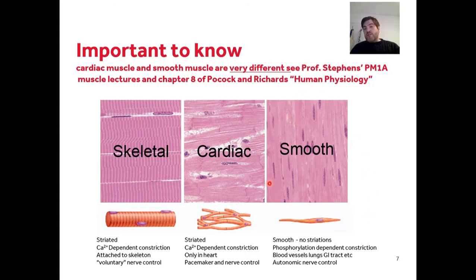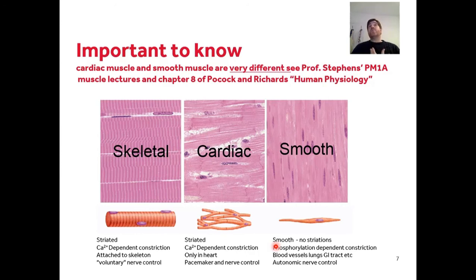The smooth muscle, on the other hand, that I've been talking about here is very different indeed. The muscle cells are separate, they're smooth in appearance, hence the name smooth muscle. They do not have striations. And while calcium is an important step in their contraction, it's phosphorylation-dependent contraction. And smooth muscle is found in the cardiovascular system in the vasculature, but it's also worth remembering that smooth muscle also occurs in the gastrointestinal tract and also in the lungs as well.